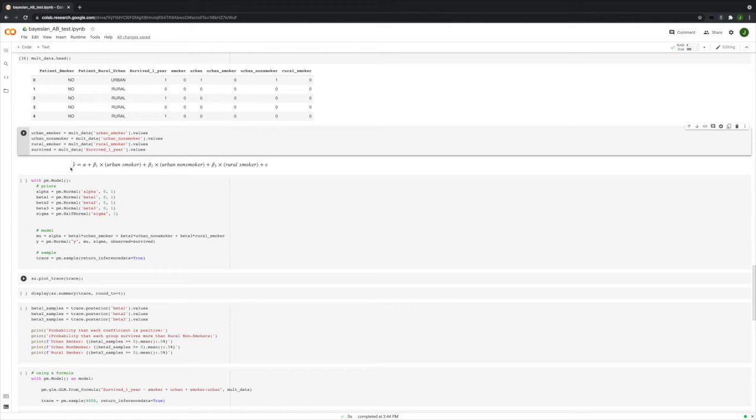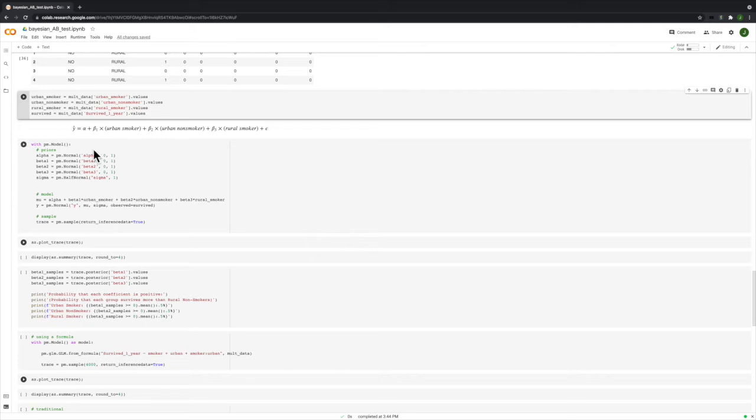This is really a linear probability model because y is 0 or 1, so really we're predicting the probability of survival. So alpha will be our intercept, and alpha is going to take care of those rural non-smokers. They're going to be included in that intercept. Then we'll have a coefficient for urban smokers, a coefficient for urban non-smokers, and a coefficient for rural smokers. So these 3 coefficients, what they're really telling us is a comparison between the group that the person falls into and the baseline group, which is rural non-smokers.